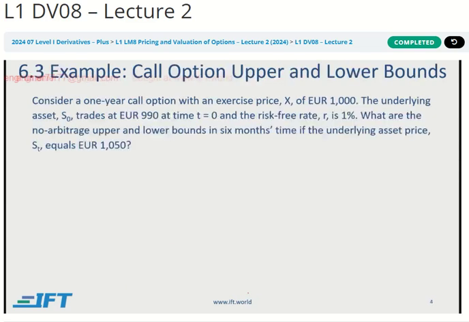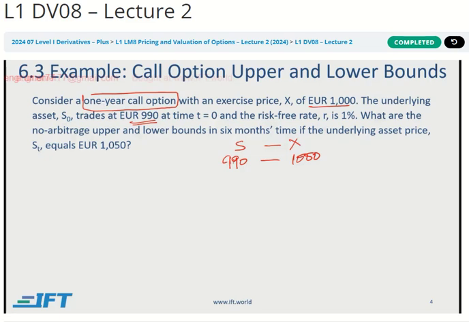Let's look at an example. Let's say we have a 1-year call option, exercise price of 1000 euros, the spot price right now is 990, and since it's a call option, we are going to have S minus X. S is 990, X is 1000. Underlying, what are the no arbitrage upper and lower bounds in this situation?